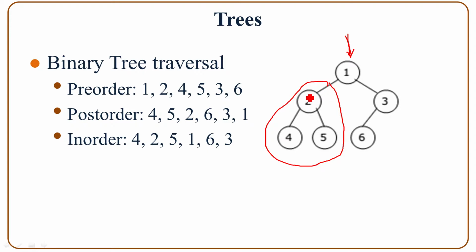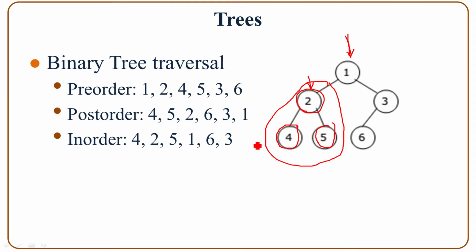And following the same rule, looking at node 2, we have to visit the left subtree of 2 first, which is node 4. 4 doesn't have any children. So once we're done with 4, we go back and visit the root of that subtree, which is 2. Once we're done with 2, we visit 5.